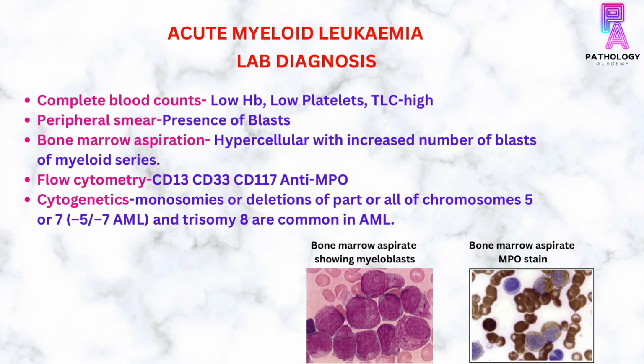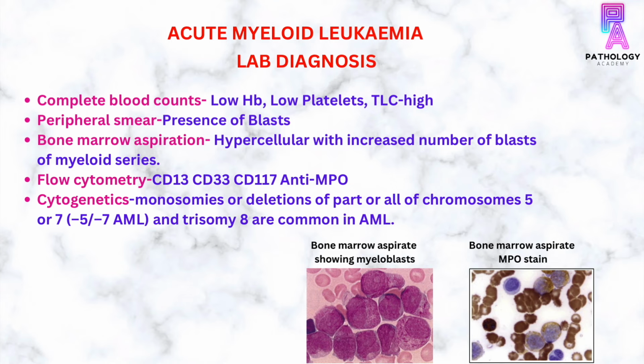Coming to the lab diagnosis. The diagnostic workup includes complete blood counts, which show low hemoglobin, low platelets, and high total leukocyte counts usually. The peripheral smear may show presence of blasts. The bone marrow aspirate is hypercellular with increased number of blasts of myeloid series, and depending on the morphology, it is classified. The cytochemical stains can also be done to distinguish blasts of various lineage.